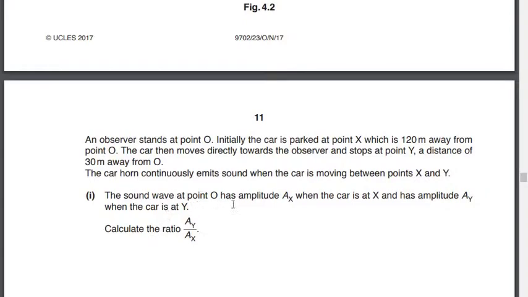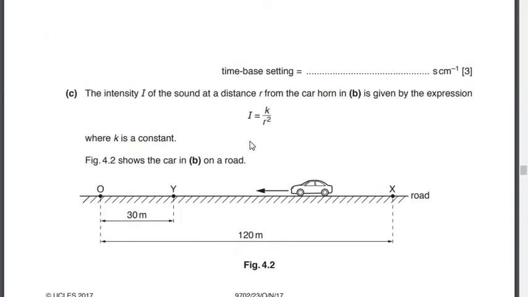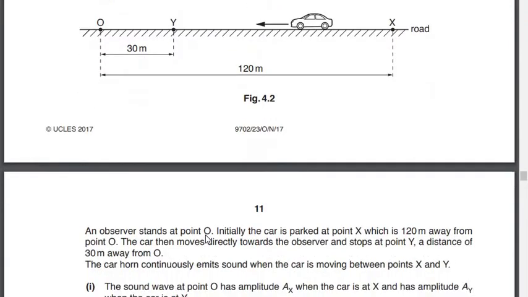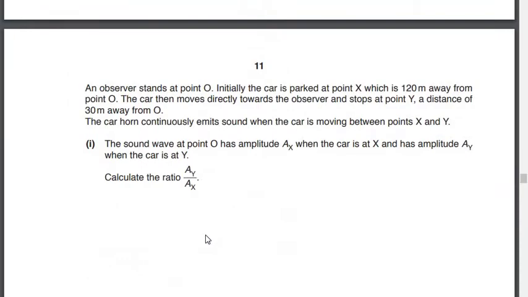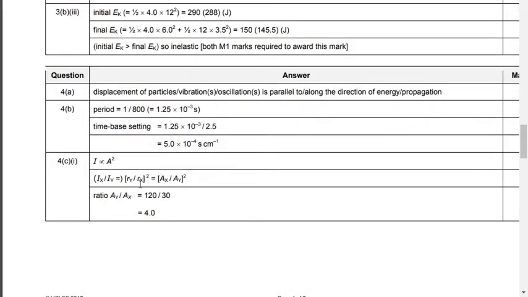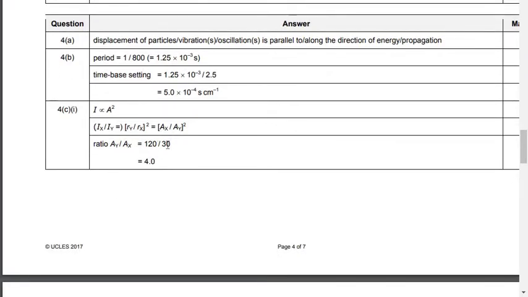The sound wave at point O has an amplitude of AX when the car is at X, and an amplitude of AY when the car is at Y. Calculate the ratio of amplitude AY by AX. Basically, what will you do? Take r once as 120 and once as 30. Okay? So that is square 1/120 square, 1/30 square. Let's see the scheme, let's see their working. Basically 1/120 square and that square, okay, so the square cancels and you get 120/30.